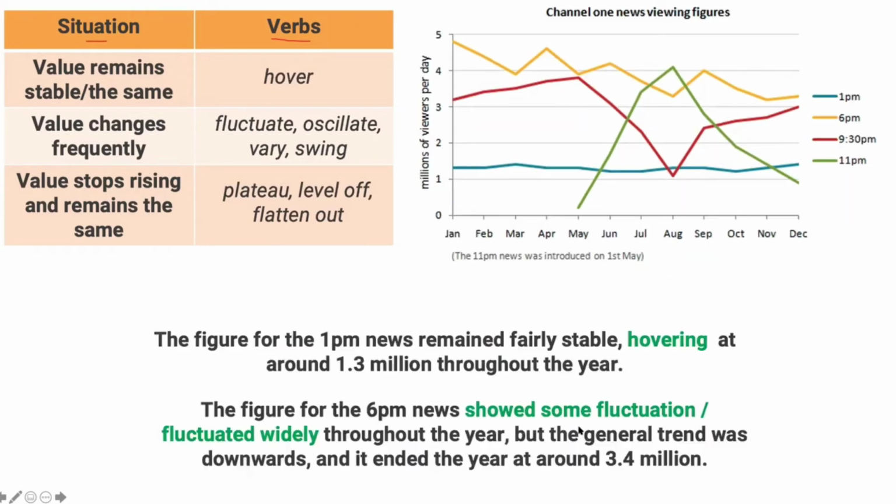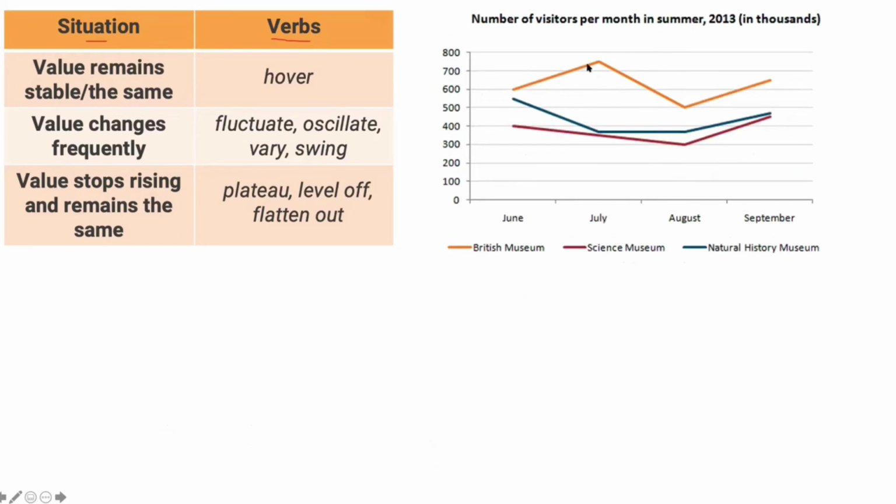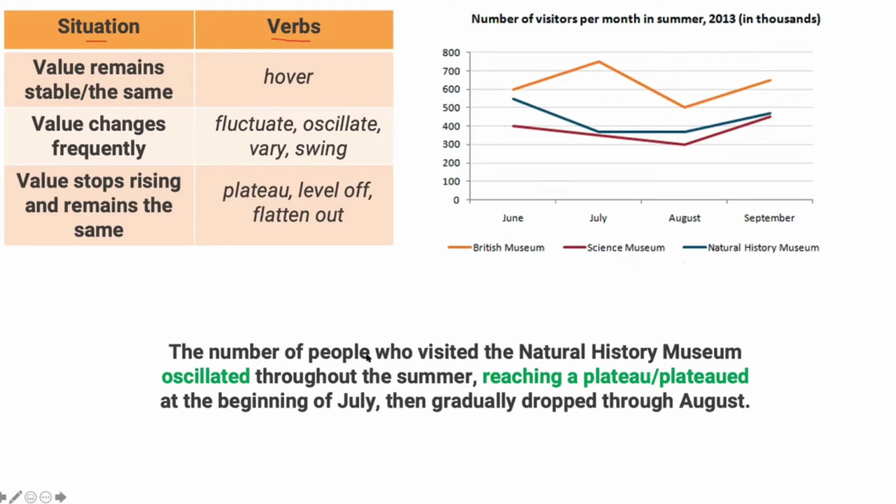Next, we see a different example, and this is looking at number of visitors per month in the various museums. Here we can say the number of people who visited the Natural History Museum, so that's blue, oscillated throughout the summer, reaching a plateau or plateaued at the beginning of July, then gradually dropped through August.